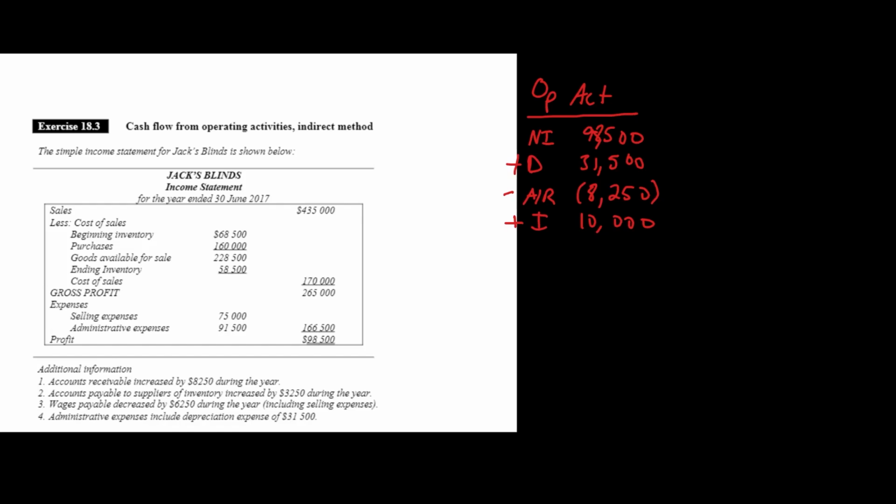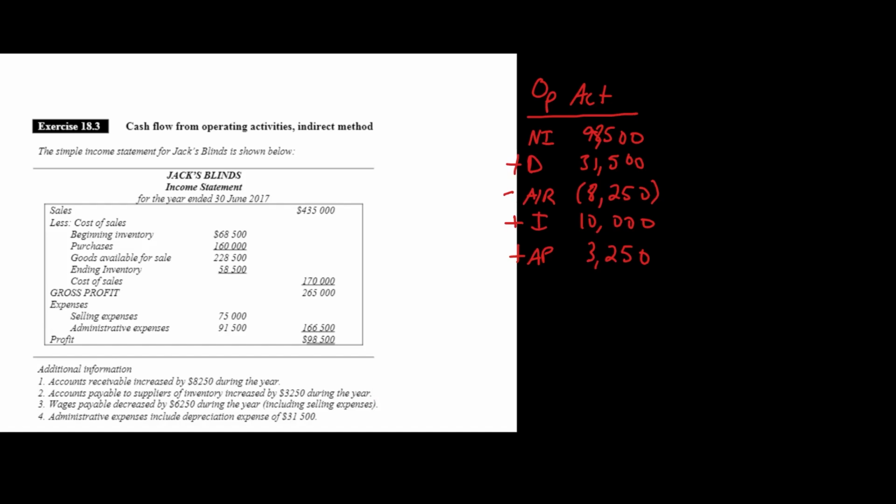Next, we're going to move on to our current liabilities. The first thing is our accounts payable. We have an increase in accounts payable of 3,250, which means we purchased inventory that we haven't paid for, right? So there's no cash being exchanged, but it's still hitting our income statement as an increase in expenses, cost of sales in this case. So we would add back our increase in accounts payable.